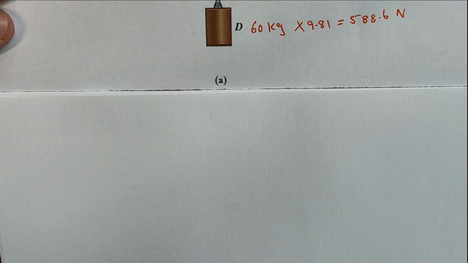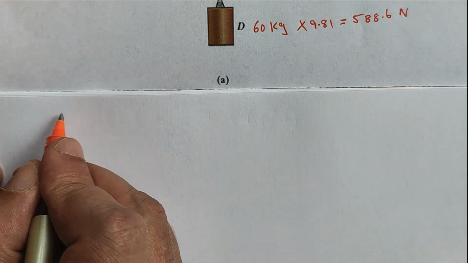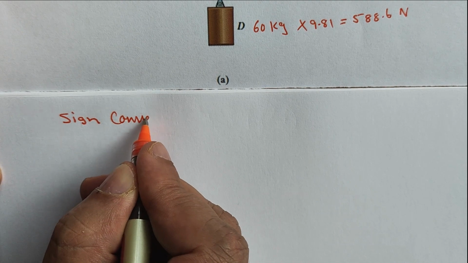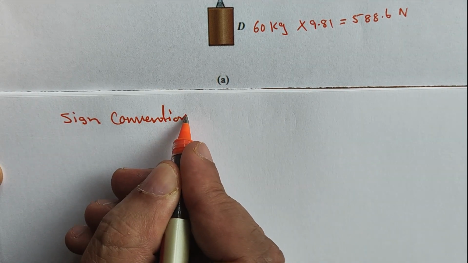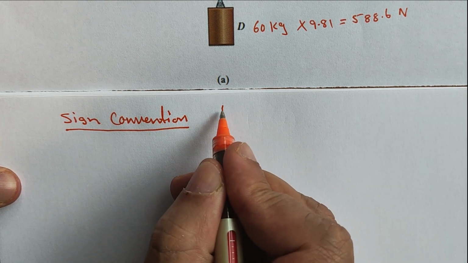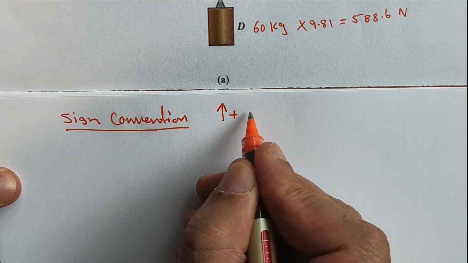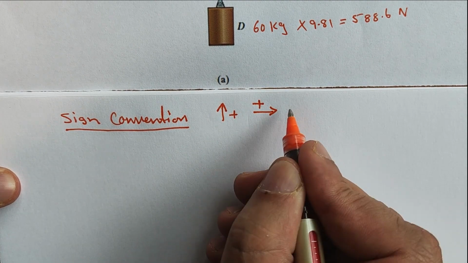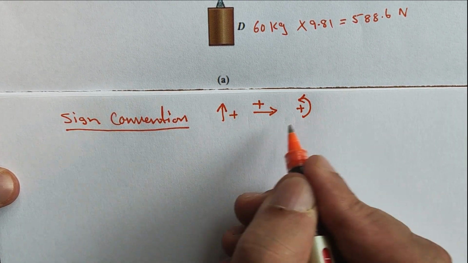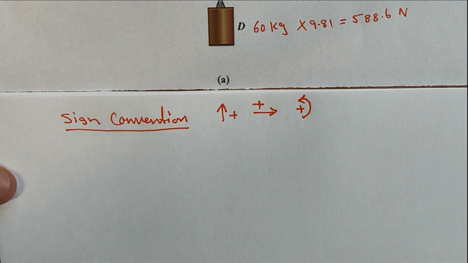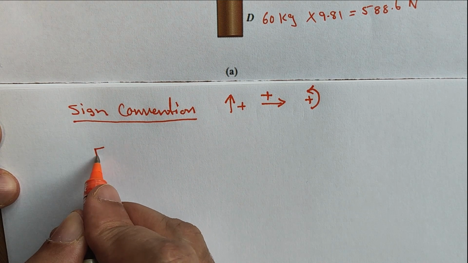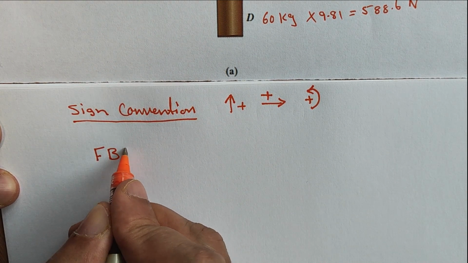For our sign convention in this case, we will take this direction to be positive for the x and y axes, and if we're dealing with moment, we will take anti-clockwise to be positive. In our solutions, after the sign convention, we have to do the free body diagram.